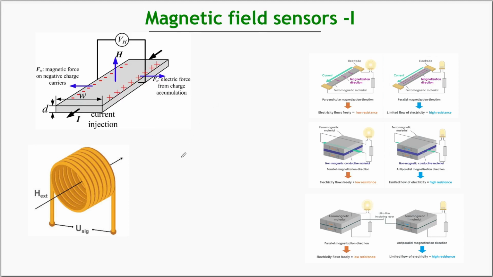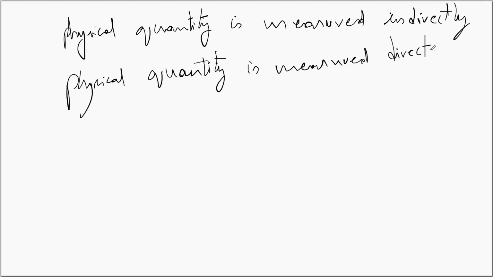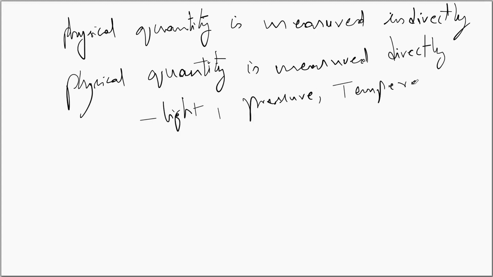There is a striking difference between the magnetic field sensors and the other sensors. The difference is that magnetic field sensors measure the physical quantity indirectly, while in the case of other sensors or detectors, the physical quantity is measured directly. Examples for these types of detectors are light detectors, pressure detectors, temperature sensors, etc.